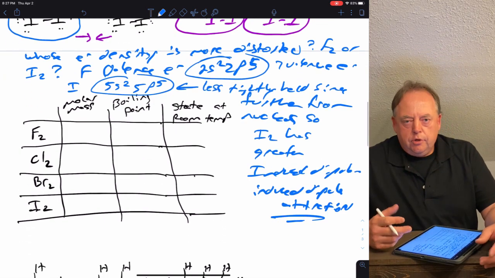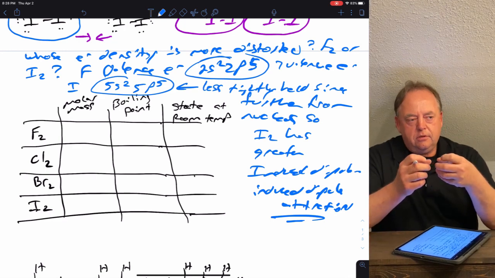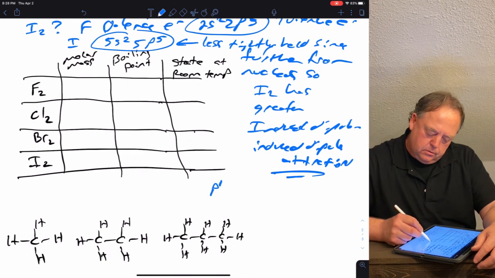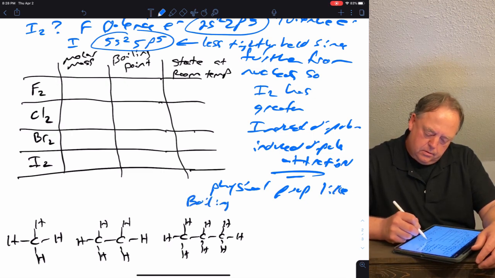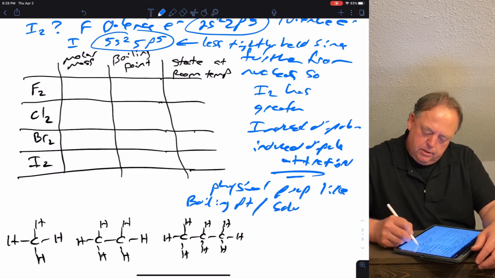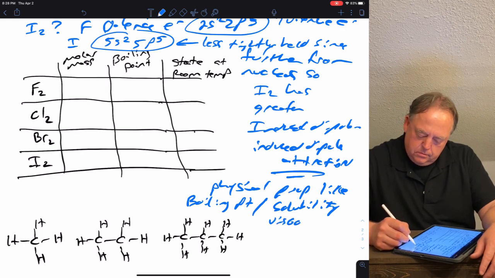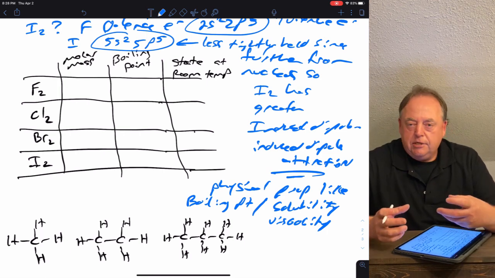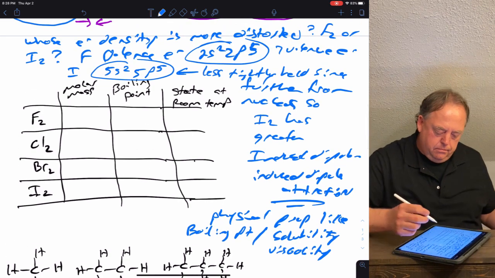induced dipole attractions. And so the significance of that is that the more molecules are attracted to each other, the more their physical properties will be affected. So physical properties like boiling point, we'll talk about solubility in particular, we'll talk about viscosity. So we'll talk about several different physical properties, and the greater the attractions between molecules, the more those physical properties will be affected.